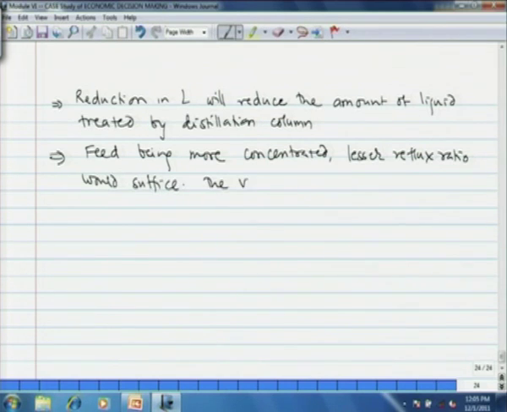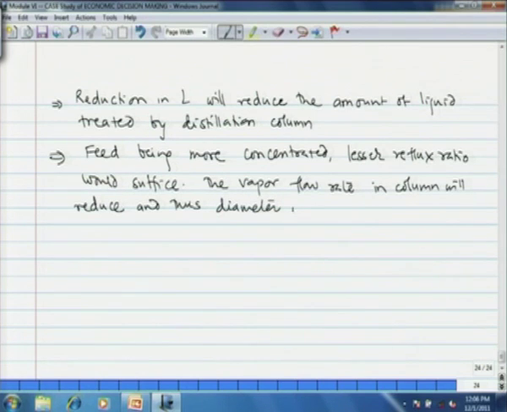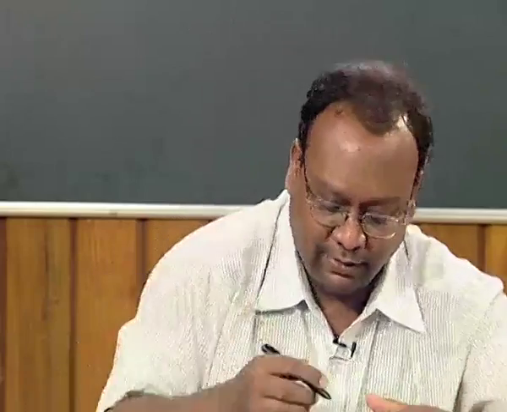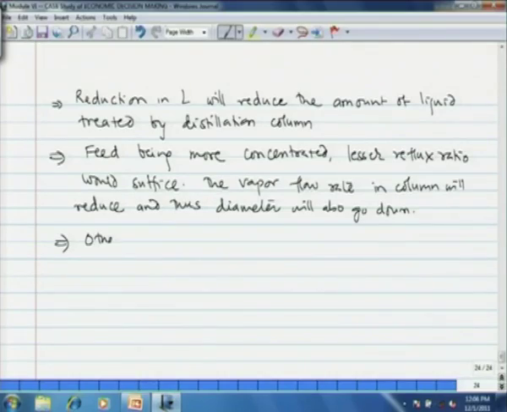The vapor flow rate in column will also reduce. And thus, the diameter of the column will also go down. Thus, you can see that the operating cost is likely to be reduced significantly if we double the column pressure. However, we have to check the other side of coin.